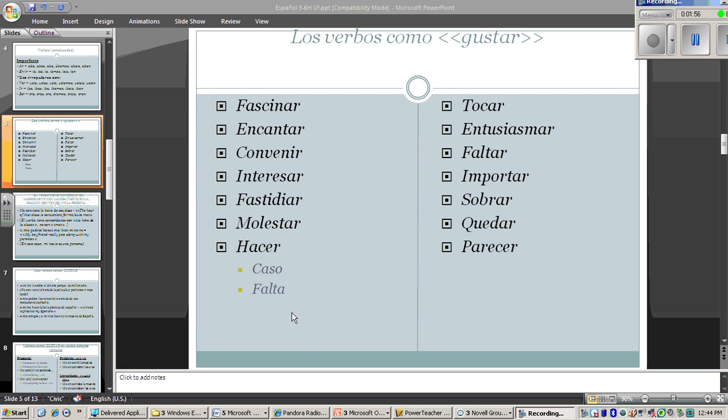Hacer falta is a synonym for necesitar. So whenever you want to say I need to do something, you can say me hace falta. So if you say yo necesito estudiar, you could also say me hace falta estudiar. You might say I need $10. Necesito $10. You could also say me hacen falta $10. So again, hacer falta is a synonym for necesitar, and faltar means to miss out on something. It takes some practice to get those down, but it's not very hard at all.